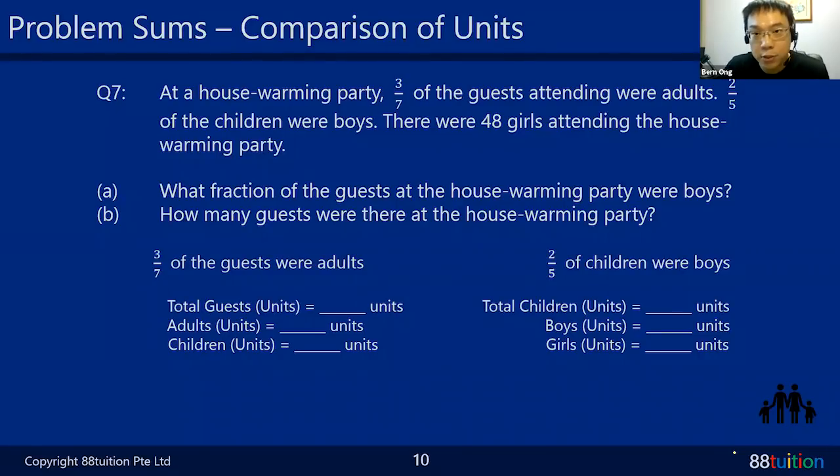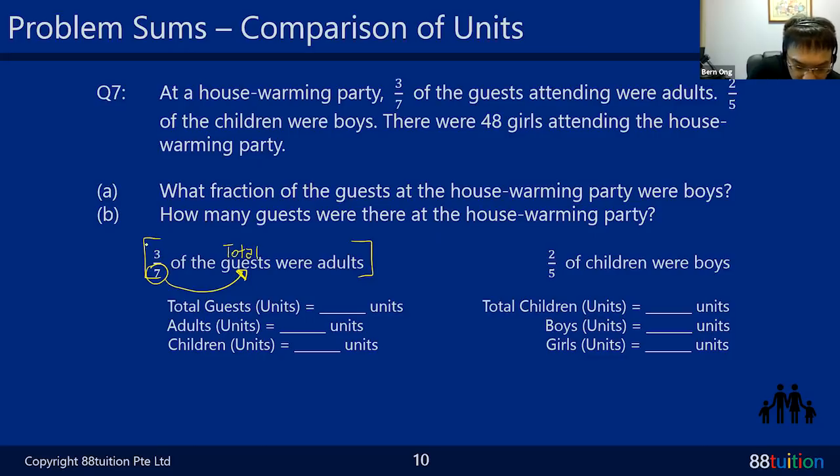So question 7, let's go and do it quickly. At the housewarming party, 3/7 of the guests were adults. What does it mean? It means that 7 units represents your guests. That means 7 is the total number of people there. And 3 of them were your adults. Can you see that?